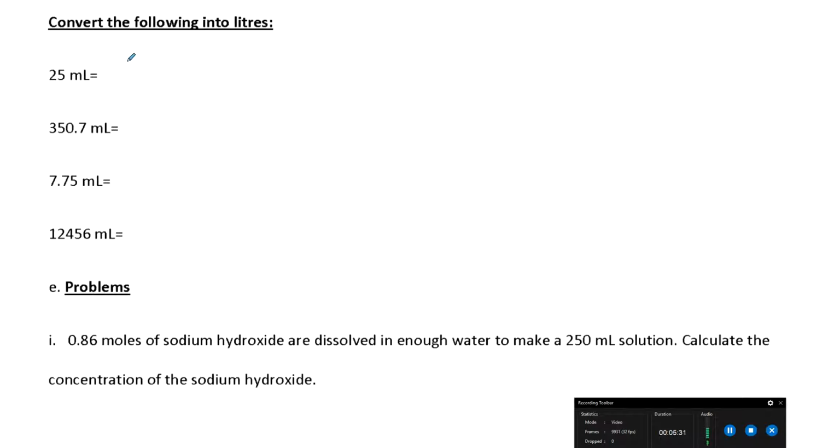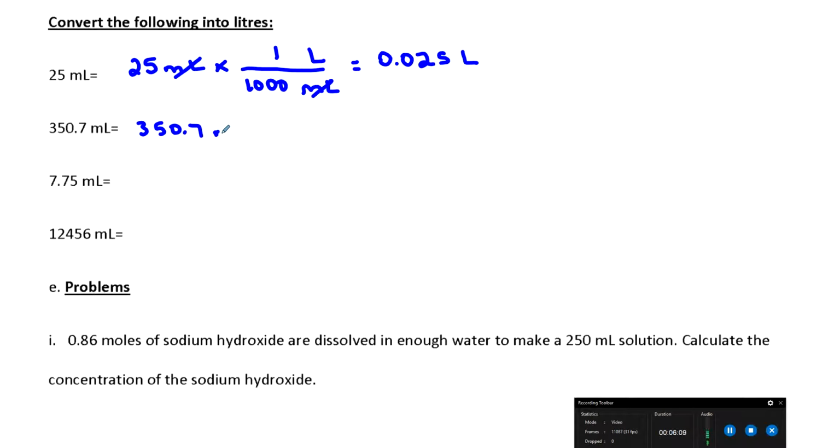But just to show you the full process, we'd write out 25 milliliters and multiply by a fraction. We put milliliters on the bottom and liters on the top. We know that in 1 liter, there's 1,000 milliliters, so we're dividing by 1,000. When we divide by 1,000, we move our decimal place 3 spots to the left: 1, 2, 3. That would equal 0.025 liters. You can continue on and do the same thing with all of these. It's the same step every time: divide by 1,000. Milliliters will cancel, and that will give you 0.3507 liters.